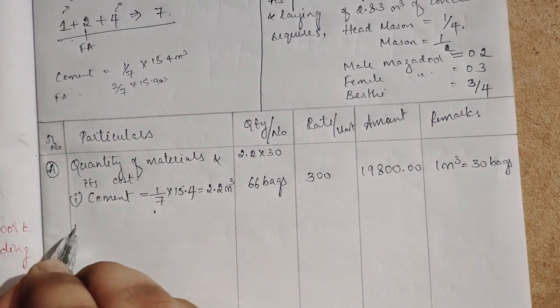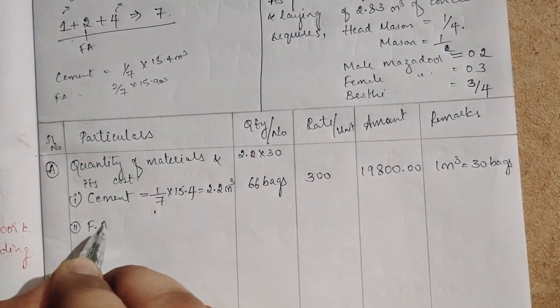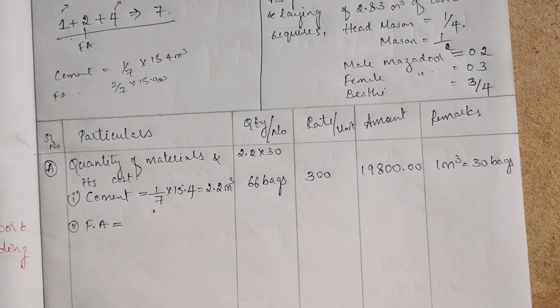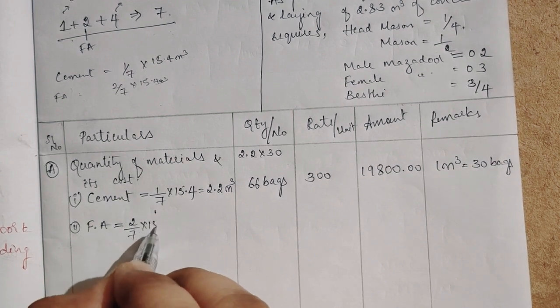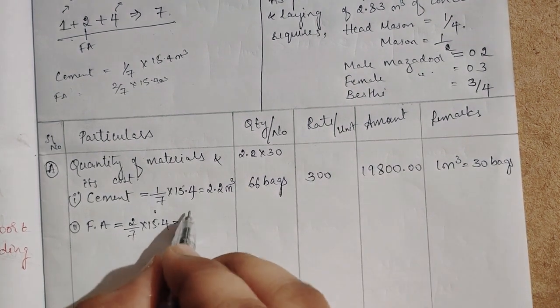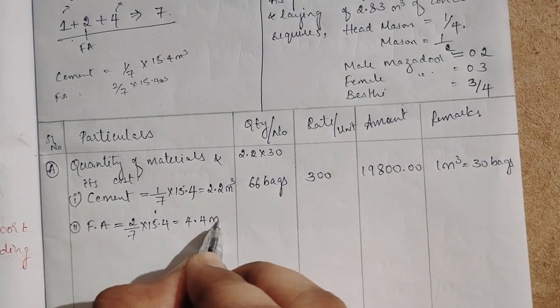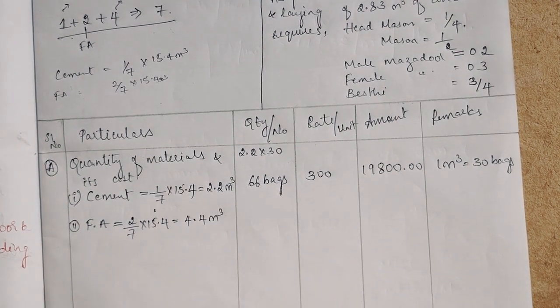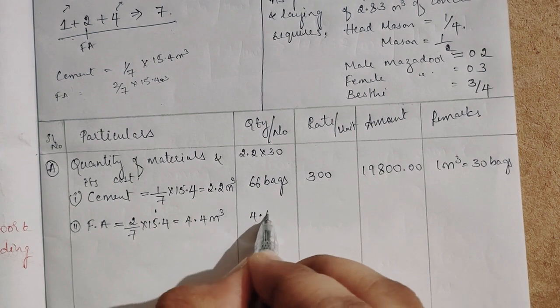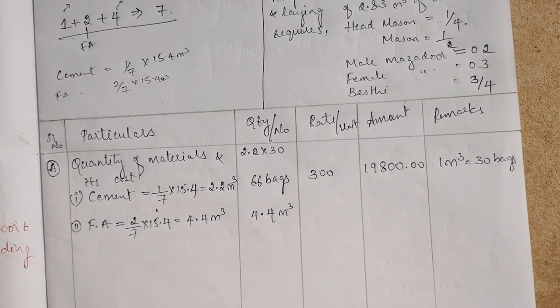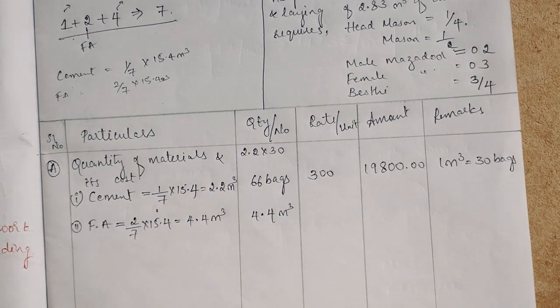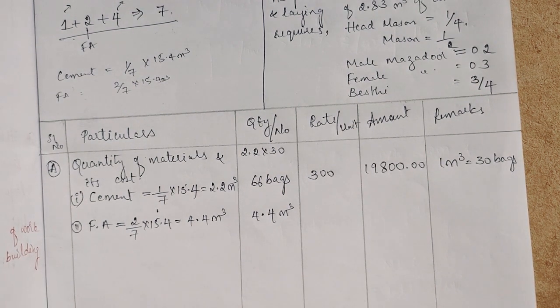Now what we need? Fine aggregate. Okay, FA means fine aggregate. What is the proportion? 2 they have given. So 2 by 7 into 15.4, how much it will be? 4.4 meter cube, correct? So what is the quantity we need? 4.4 meter cube. So what is the rate? I have given you the rate also, for fine aggregate I think it is 700.